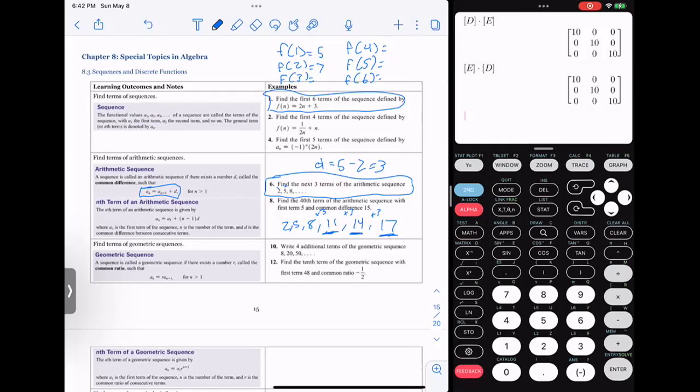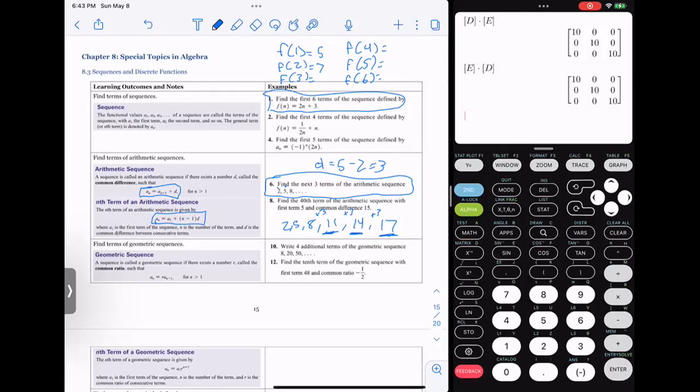Any more questions on page 15? Number 8. Would you use that same formula for that? So we have: find the 40th term of the arithmetic sequence with first term 5 and common difference 15. Yeah, so let's look at this formula right here.